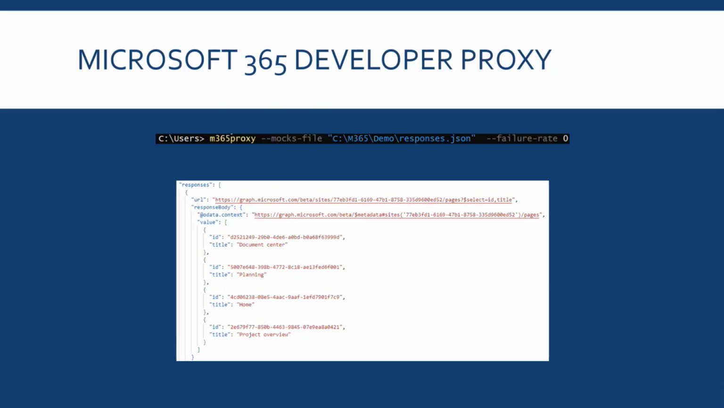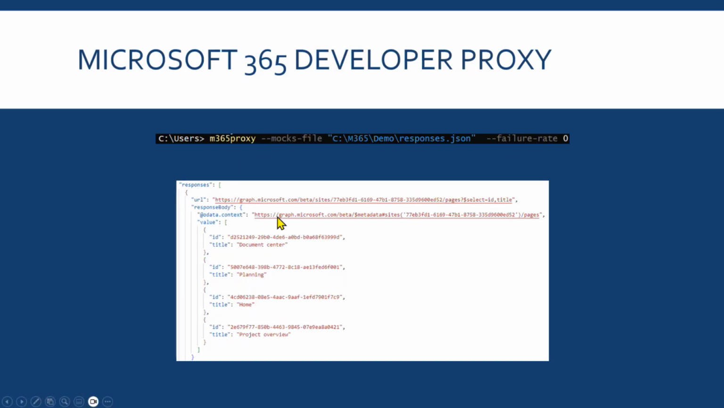So the last thing I wanted to talk to you about is not directly linked to the web part itself, but it's the Microsoft 365 developer proxy that I've used for the development of the web part and that I'm using right now for the demo. Because one of the features of the proxy is to be able to mock API responses.